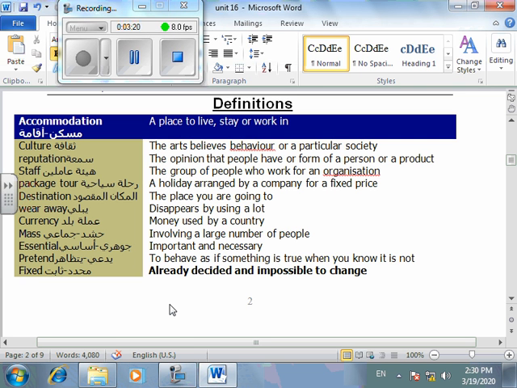Wear away, it's a phrasal verb actually. It means to disappear by using a lot. Currency, money used by a country. Mass, involving a large number of people. Essential, important and necessary. Pretend, to behave as if something is true when you know it isn't. Fixed, already decided and impossible to change.